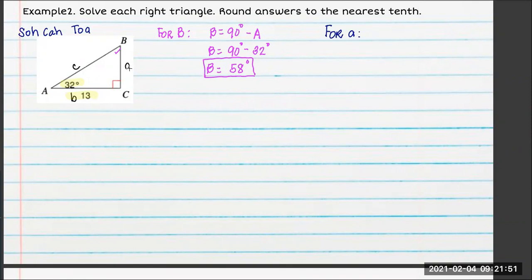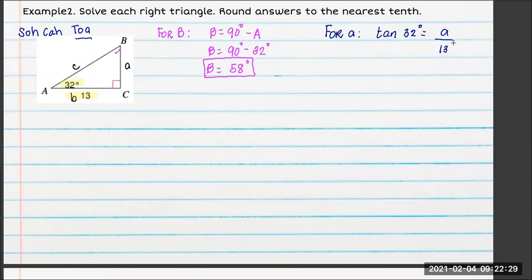So you have opposite, we're finding the opposite side. You are given the adjacent side. Which function would we use? Sine, cosine, or tangent? You have opposite and adjacent. That would be your tangent. Okay, so we'll use tangent to find side A. So tangent of the angle 32 degrees is equal to the opposite side, which is A, over the adjacent side, which is 13.